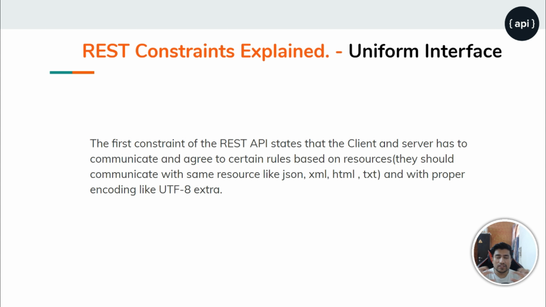So the interface that we have should be uniform. That's what the uniform interface means. For example, if the client is using a certain kind of encoding, UTF-8, then the server has to respond back in the same kind of encoding. So that is a simple uniform interface. That's one of the constraints if an API is RESTful.